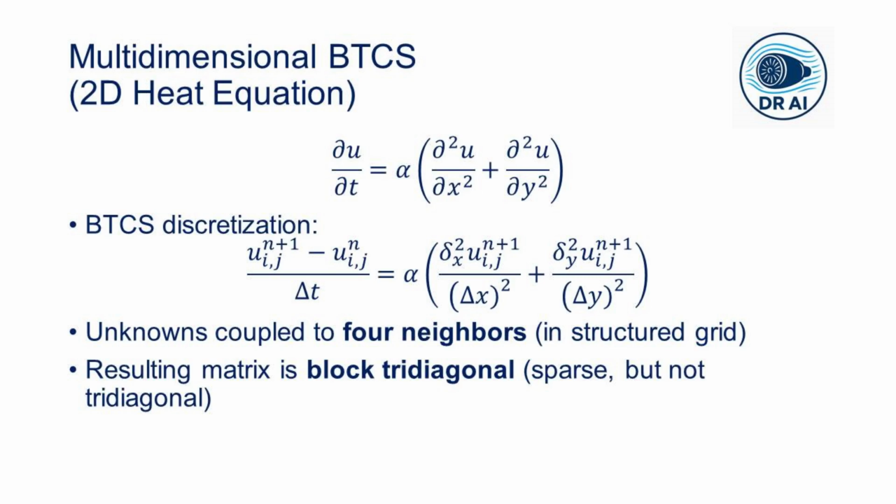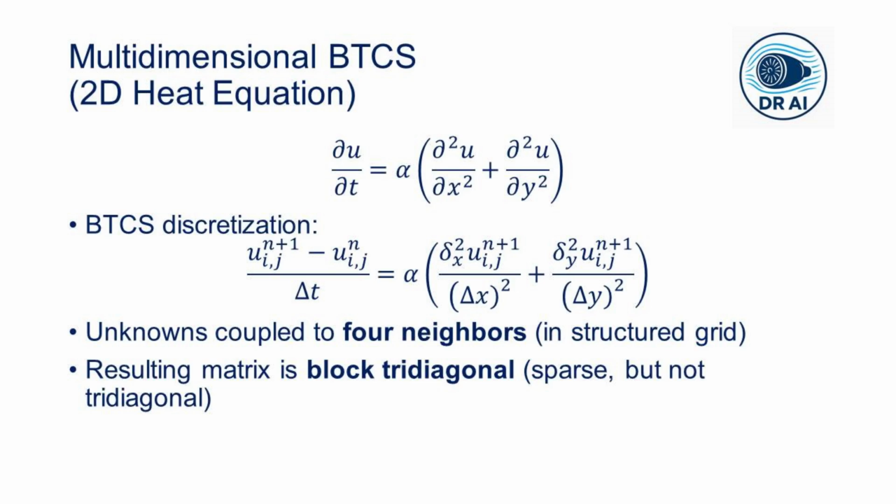Now let us go beyond one dimension. Consider the two-dimensional heat equation as displayed over here, and applying the BTCS scheme, we discretize both the second derivatives at the new time level. The resulting equation at the grid point i comma j would form into this particular equation as displayed. So this couples each unknown to its four neighbors in a structured grid. If we notice, the resulting matrix is no longer tridiagonal. If we order the unknowns in a natural way, row by row, the matrix becomes block tridiagonal.